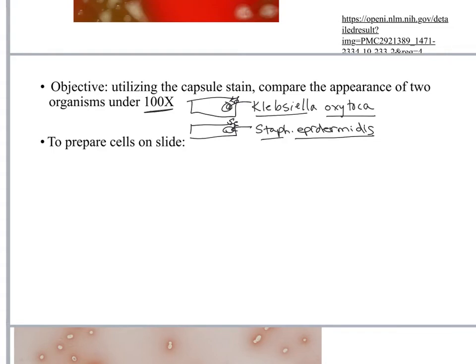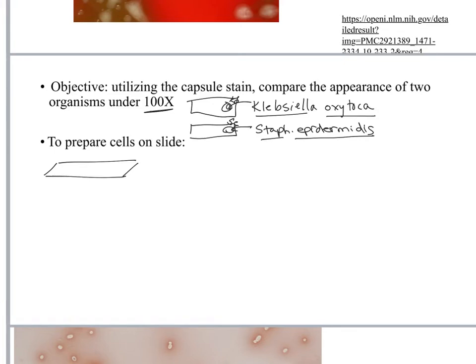And the reason is when you're gram staining your cells, remember, we always heat fix them. Well, when we prepare our cells for the capsule stain, we are not going to heat fix because that heat is going to destroy the capsules or possibly distort them beyond recognition. So that's one big change that we are going to make.